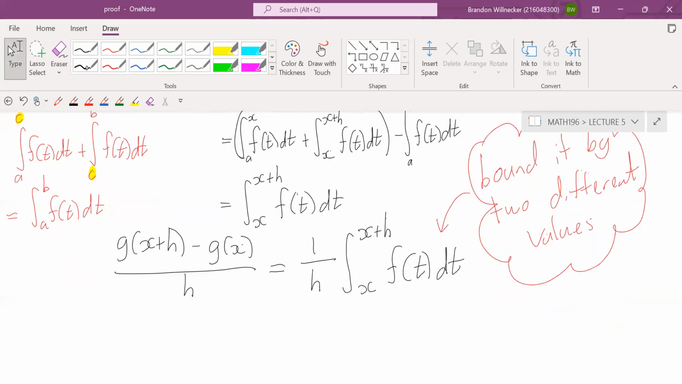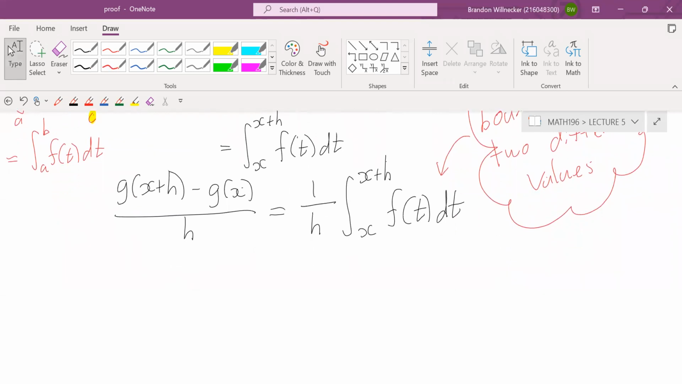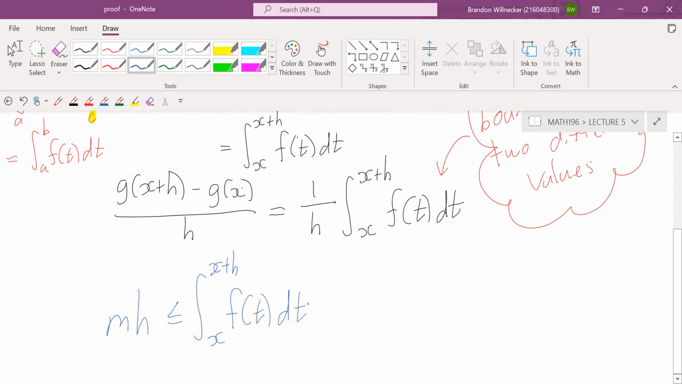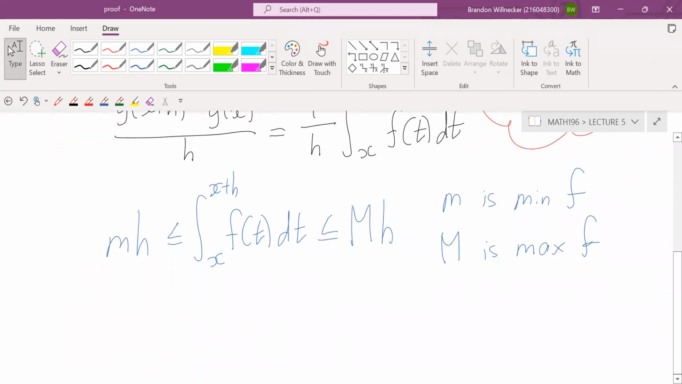Okay, so how do we do that? Well, we're going to take this integral and bound it by its minimum and its maximum. We covered that last time with the definite integral properties. So let's use a different color here. Little m times h is less than or equal to the integral from x to x plus h, f of t dt, which is less than or equal to capital M times h. Little m is the minimum of f on the interval, and capital M is the maximum of f on the interval. We know from last time that we get these bounds. The integral lies somewhere between the minimum area and the maximum area.